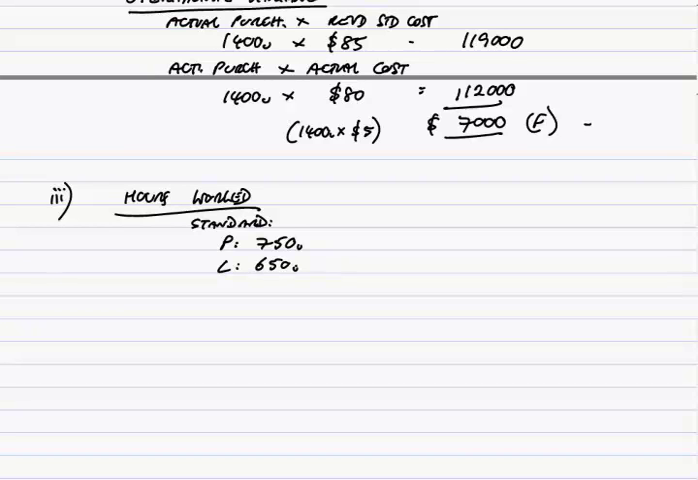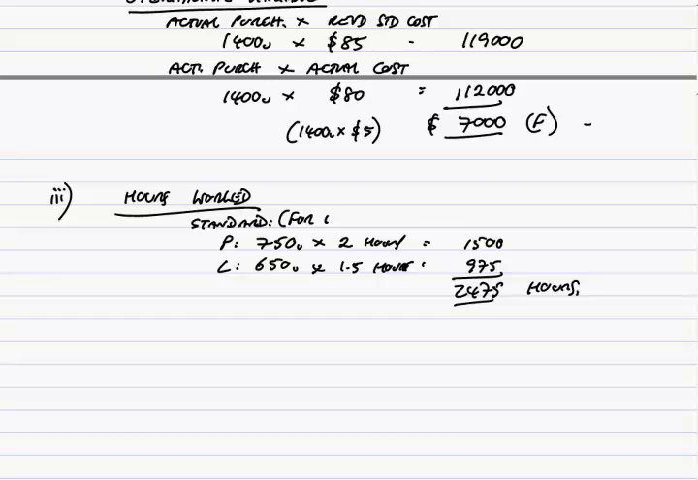We'd already found that. Each plasma should have taken, from note 3 at the beginning, 2 hours. And each LCD should have taken 1.5 hours. And so for our actual production, we should have taken 2,475 hours. So that's the standard hours for the actual production.